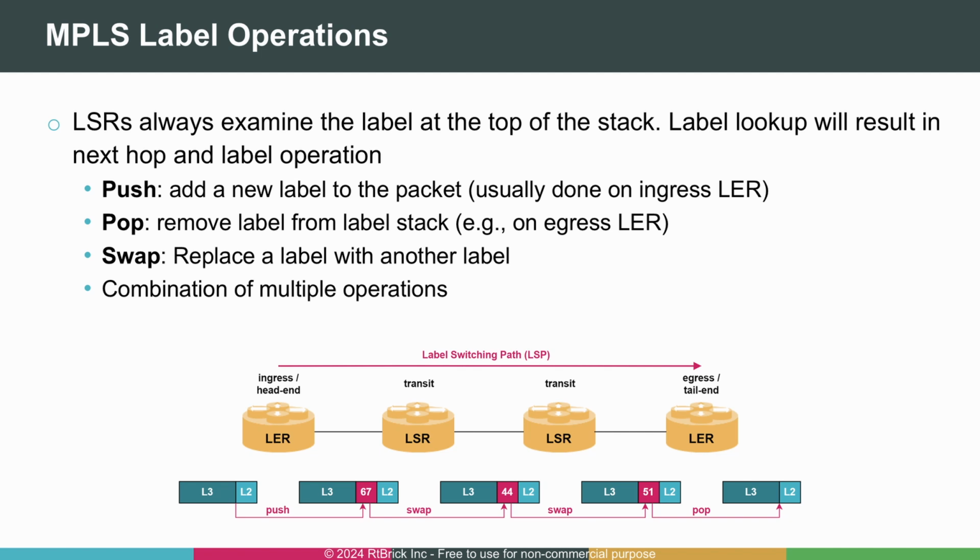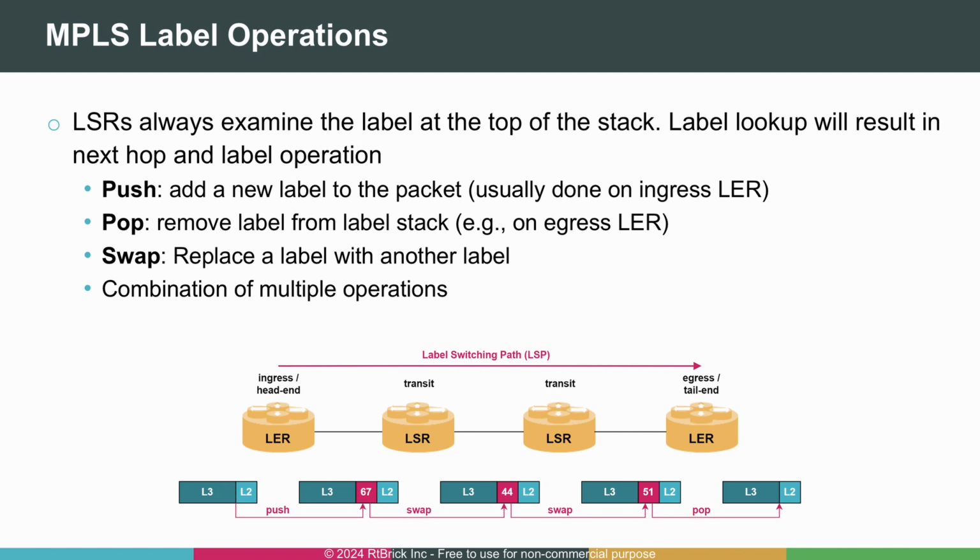Since MPLS labels are locally significant, different routers often assign different labels to the same FEC. As a result, label swapping is a common operation, replacing the incoming label with the one expected by the downstream router. Labels are always assigned by the downstream LSR, and label bindings are advertised from downstream LSR to upstream LSR.